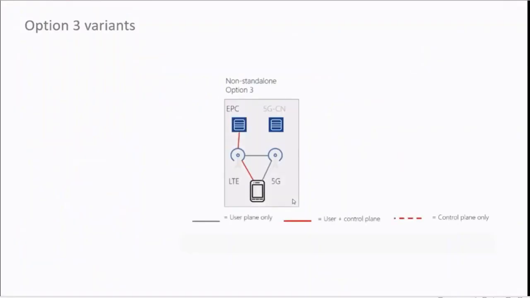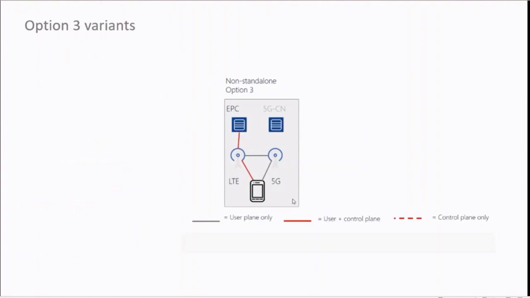And there are options available in case of option 3. So you can see here option 3 is a little bit changed, like UE connected with 5G with the control plane, and 5G is connected with LTE with the user plane. So these options are there, but we don't have to go into detail. Only 3x is the most important option that we have already discussed, right?